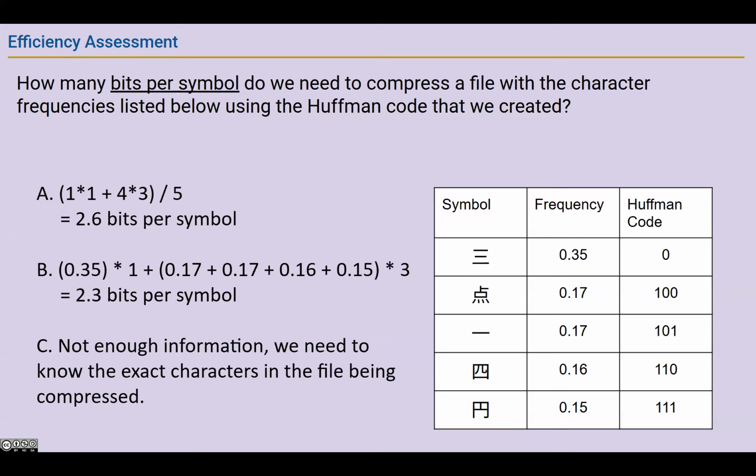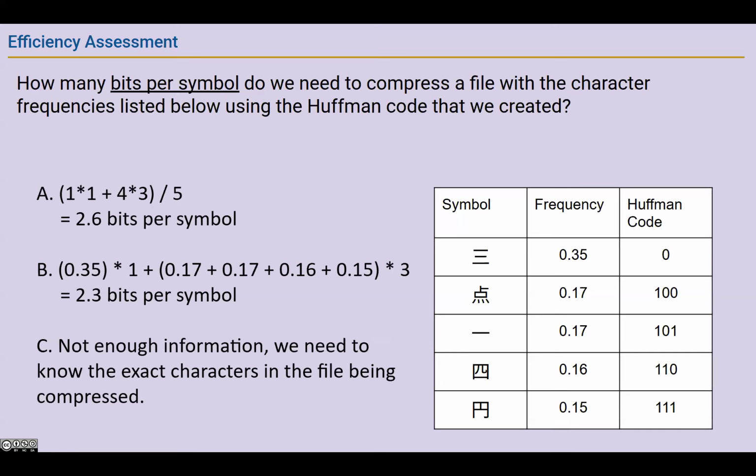All right. How many people say it's A, that it takes 2.6 bits per symbol? How many people say it's B, that it's 2.3 bits per symbol? How many people say we don't have enough information, we still need to know the exact characters in the exact order? All right. What more information do we need to know? Anyone who said that you need more information? What more information do you need to know? The exact characters in the file?